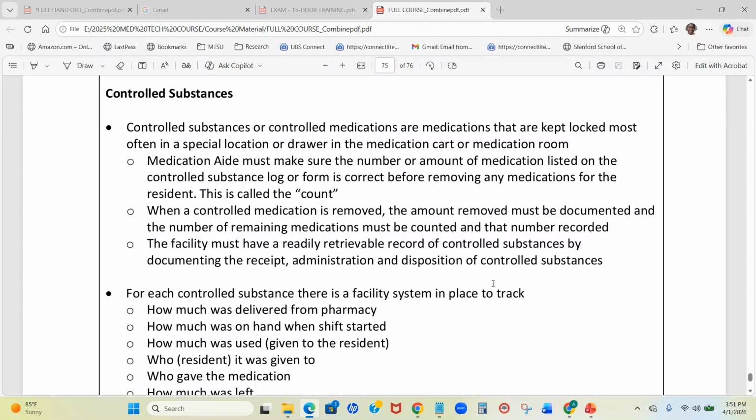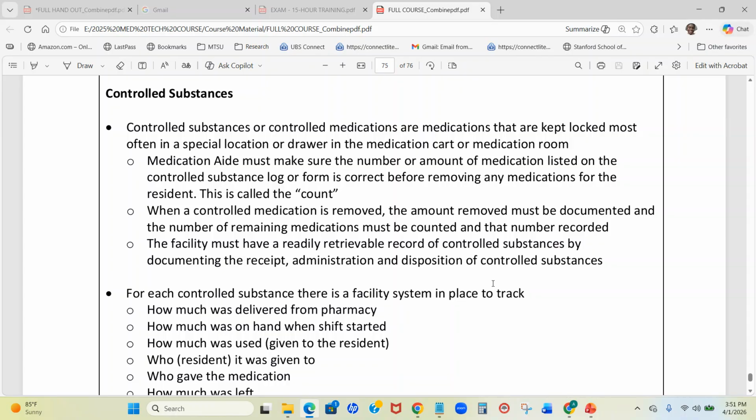They are kept locked most often in a special location or a drawer in the med cart or in the medication room. The med aide must make sure the number and amount of medication listed on the controlled substance log or the form is correct before removing any medications for the resident. This is called the count. So always make sure the count is right.